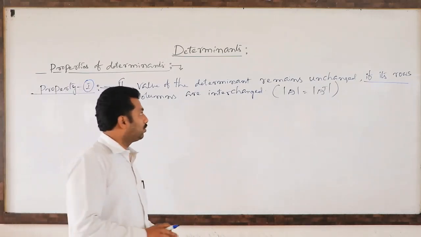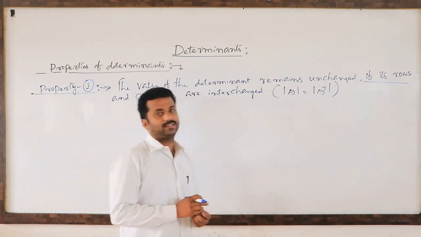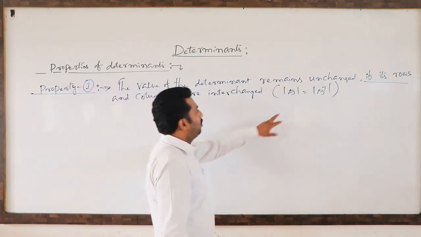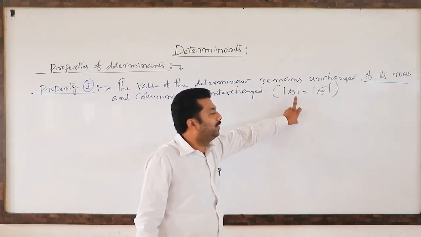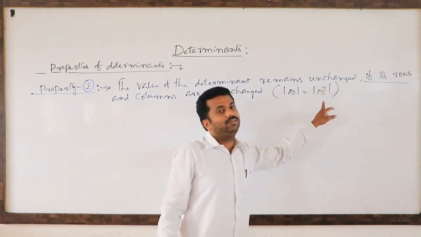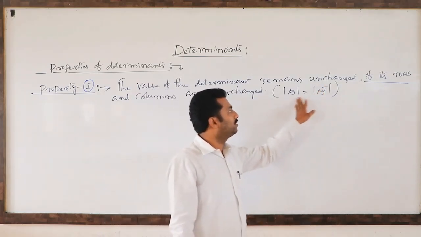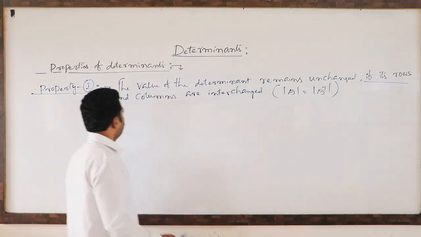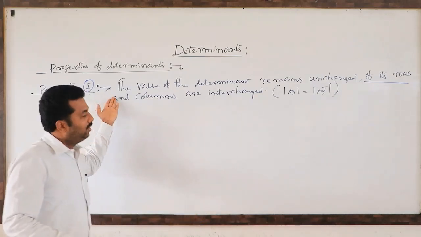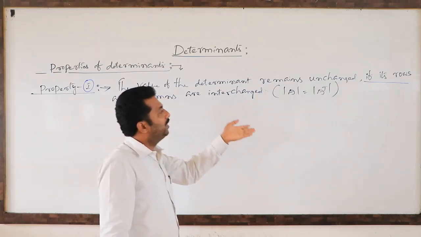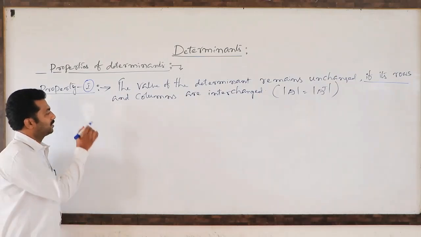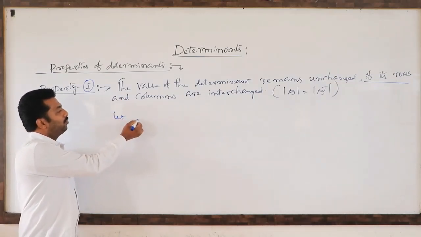Where did you learn rows and columns interchanged? In which matrix? That is the symmetric matrix. Suppose A is a symmetric matrix, then the determinant of A is equal to the determinant of A transpose. Both determinants will be the same. Sometimes they will ask a 2 marks question in theory: prove that the value of the determinant remains unchanged if its rows and columns are interchanged. Like that, the question they will ask. So, you have to write the proof like this.